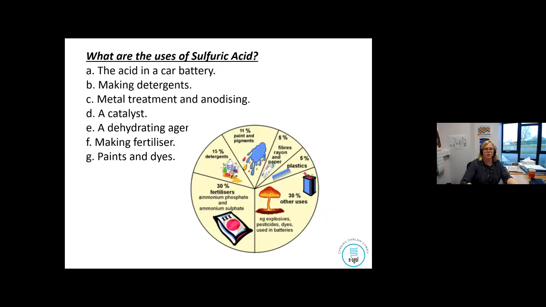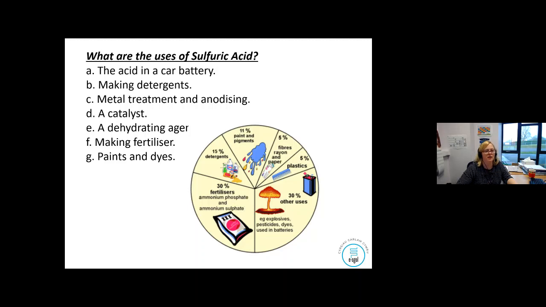So what do we have as the uses for sulfuric acid? Well, you have to be able to recall at least a few of these. So maybe not all 7 that I've listed there, but if you can have a few standard ones in your head, then that's a great thing in itself. Okay, so it's the acid in car batteries most of the time. Okay, it's used for making detergents.